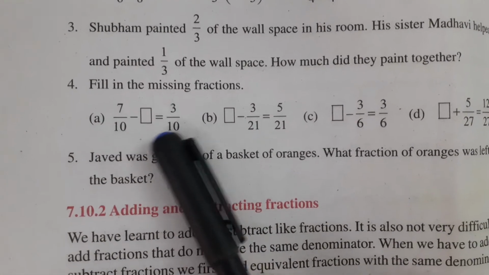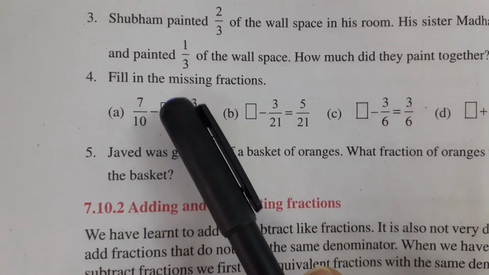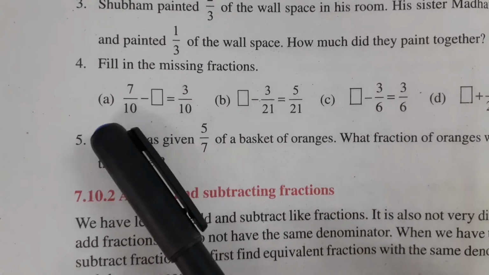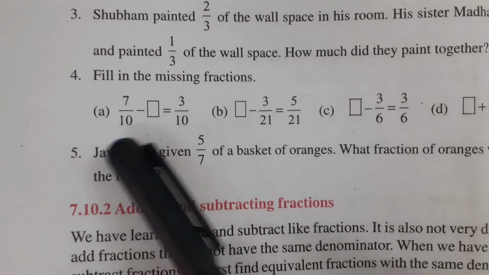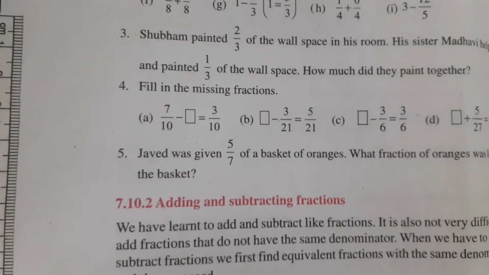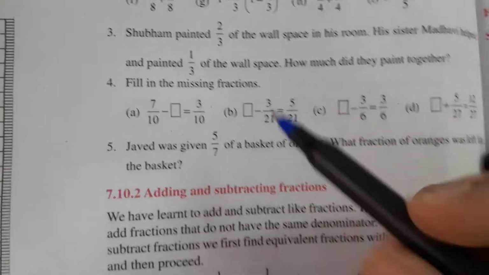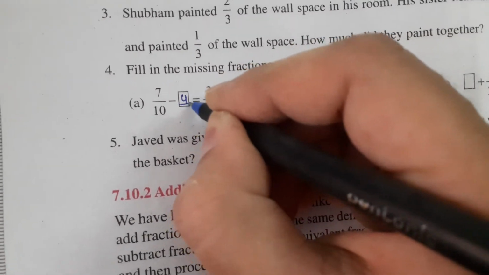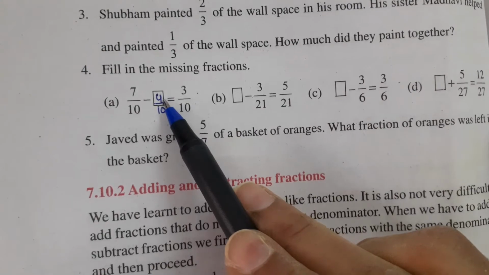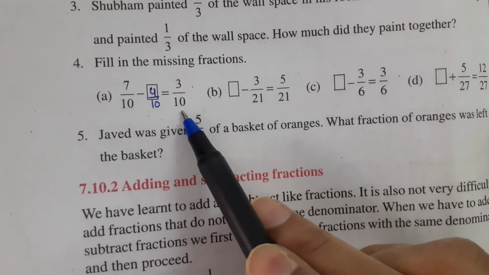Now the fourth question is, fill in the missing fraction. We are going to do this question in the books. Now 7 by 10 minus dash is equal to 3 by 10. See, all the fractions here are like. So what is to be subtracted from 7 to get 3? So I'll write here 4 by 10. If I subtract 4 from 7, I'll get 3, and 10 as it is.